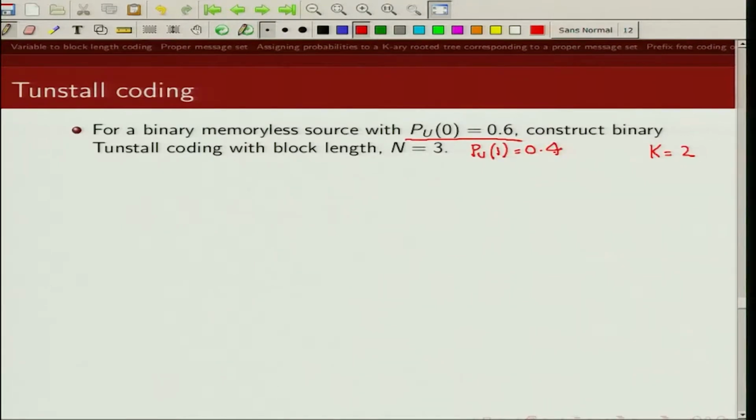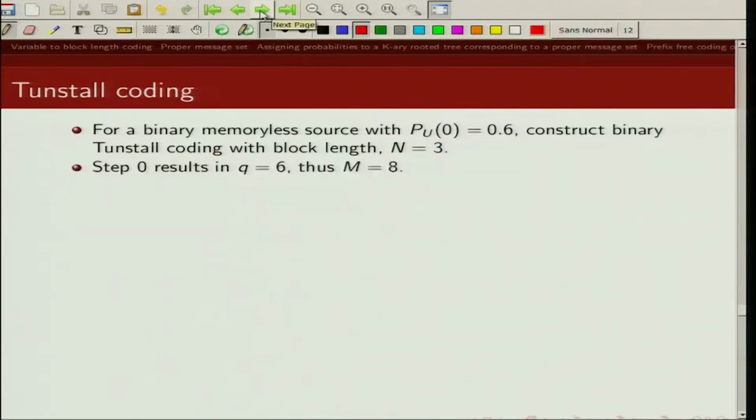Now you have been asked to construct Tunstall coding, and the output block size is given as 3, and the output is also considered binary. So D is 2, K is 2, and n is given as 3. So what is the first step?